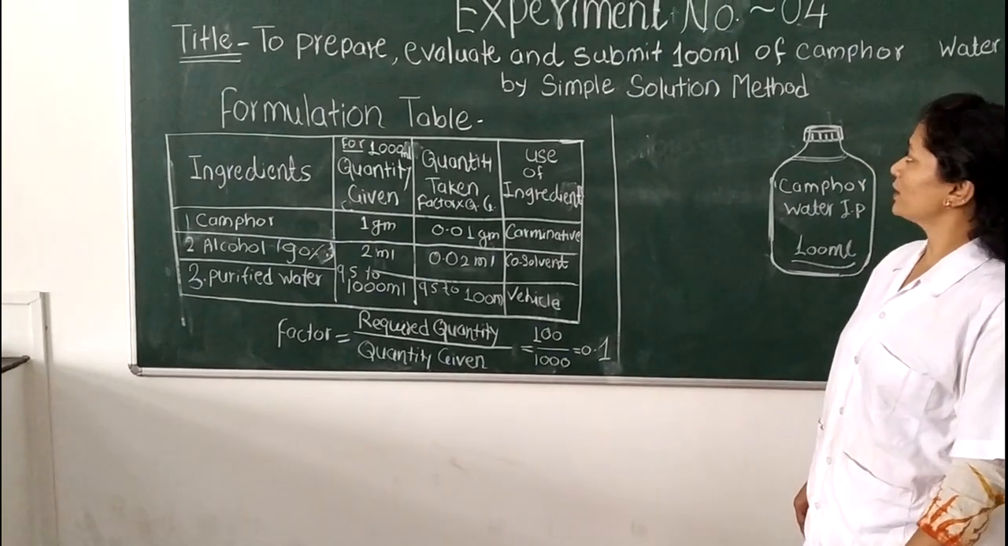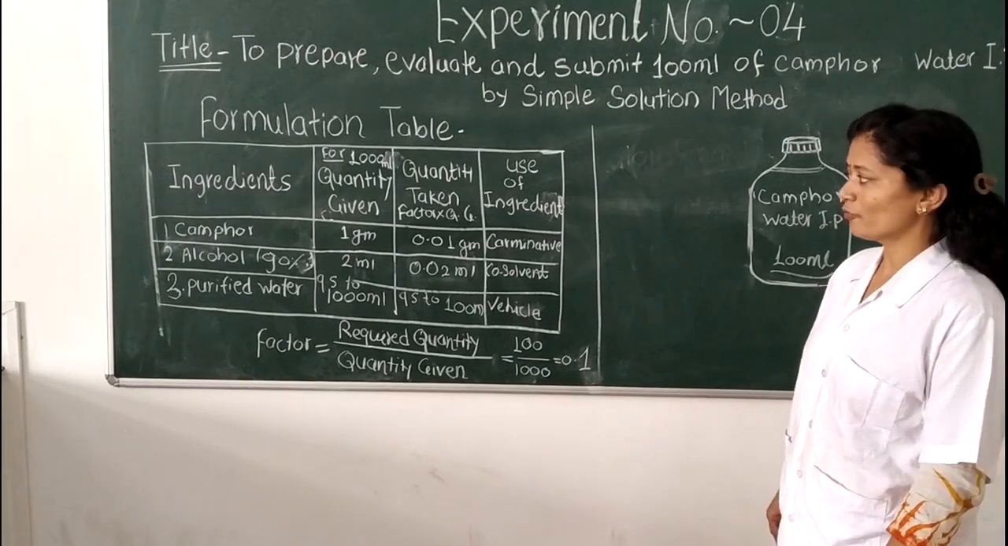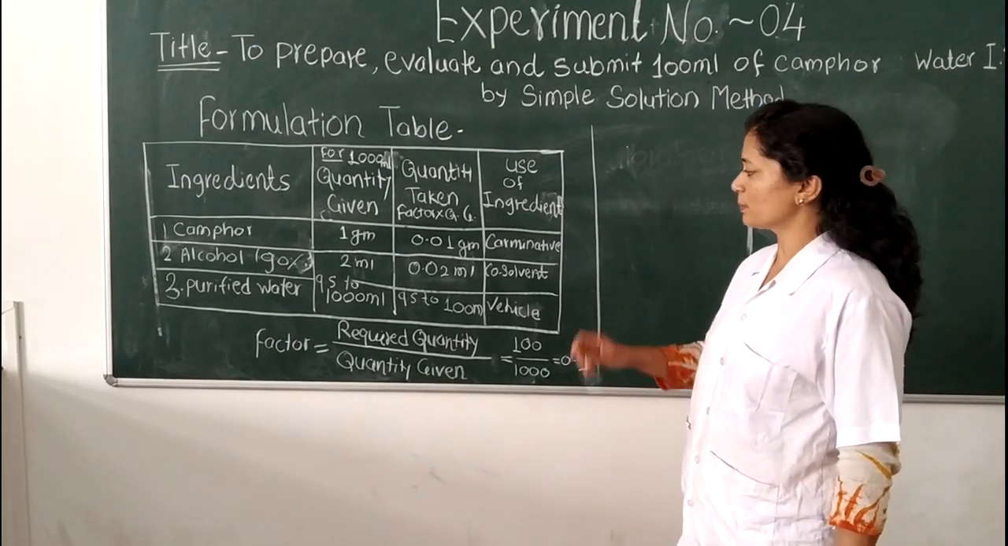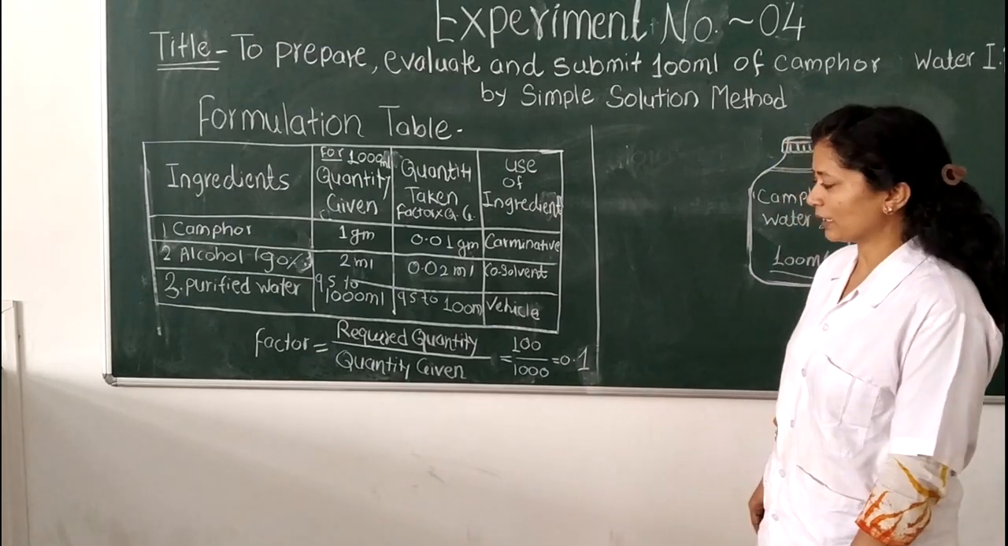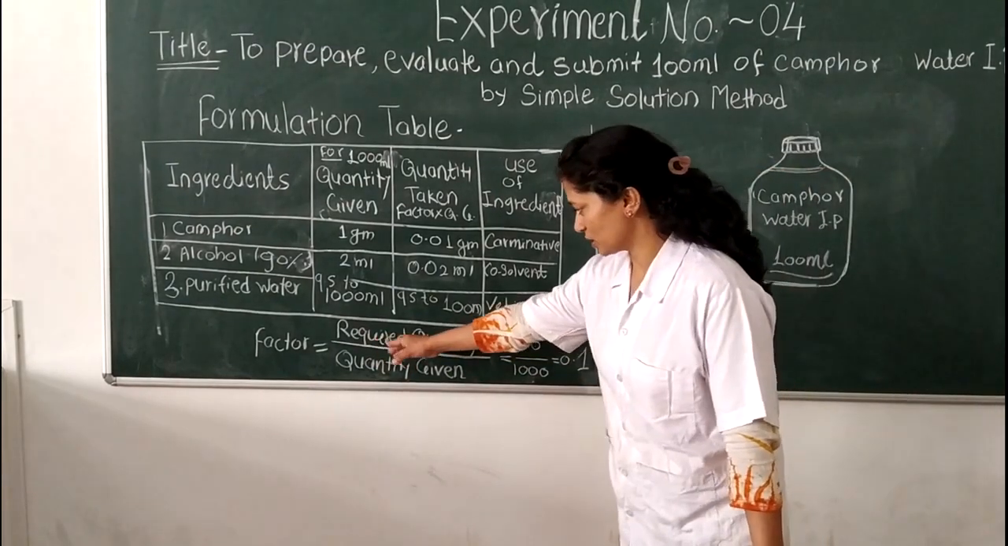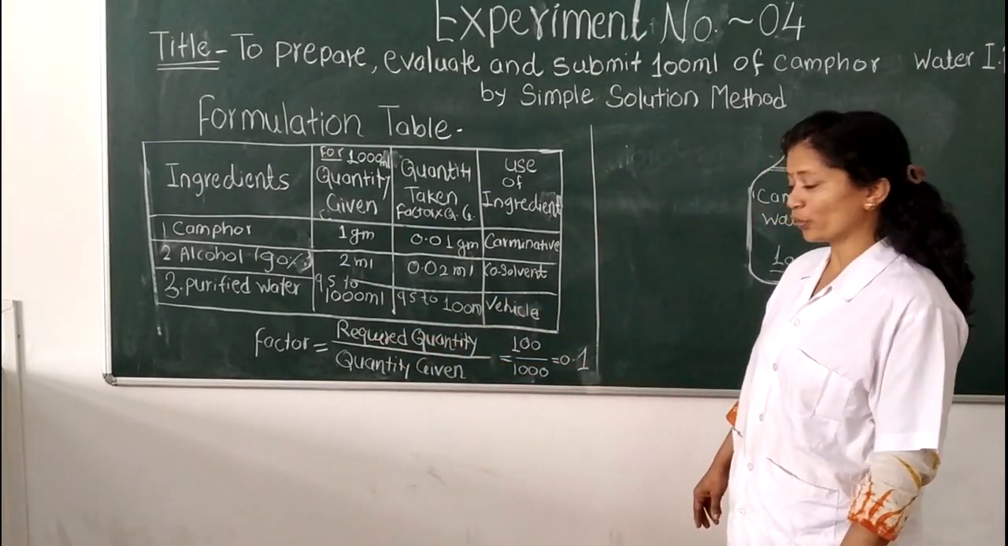But we prepare 100 ml of the camphor water. For that we have to first calculate the factor. The factor can be calculated by the formula: factor is equal to quantity required upon quantity given.